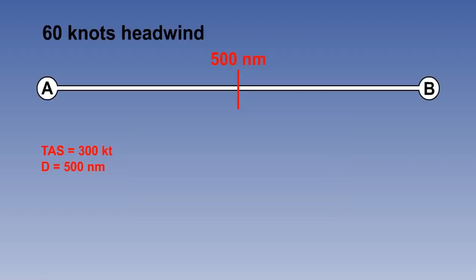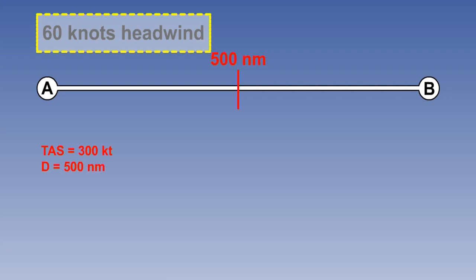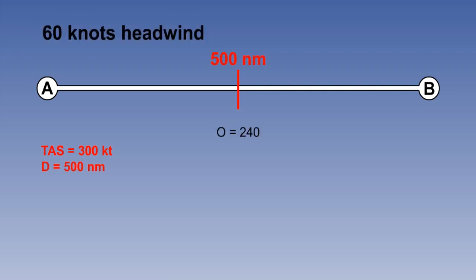Up until now, we have assumed that the wind component remains constant all the way along the route. For instance, in this example, we had a total distance of 500 nautical miles and a true airspeed of 300 knots. The wind component was 60 knots head. This was valid for the whole of the route. This made O, the onward ground speed, 240 knots. And H, the homebound ground speed, was 360 knots.